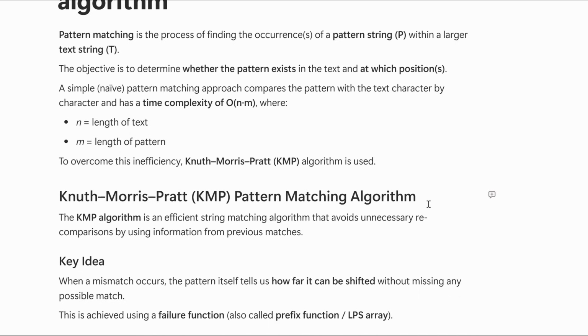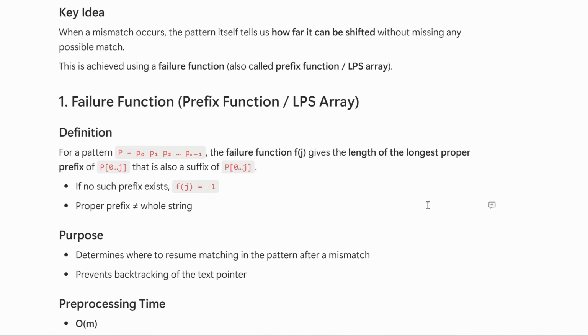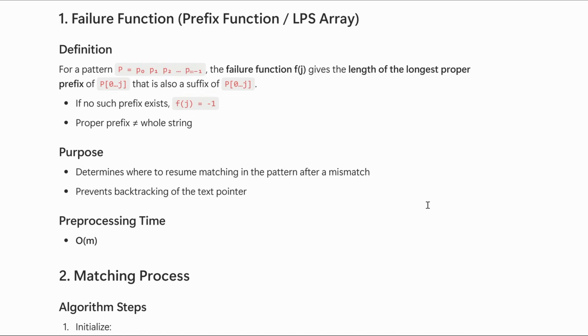So to solve this problem, we use the KMP algorithm. KMP stands for Knuth, Morris and Pratt. Never recheck characters in the text that are already matched. It achieves this using a failure function, also called the prefix function or LPS array. The failure function f of j tells how much the pattern can be shifted when a mismatch occurs.